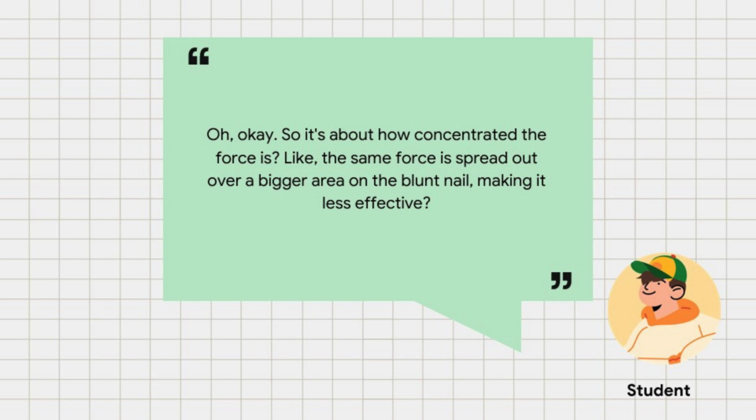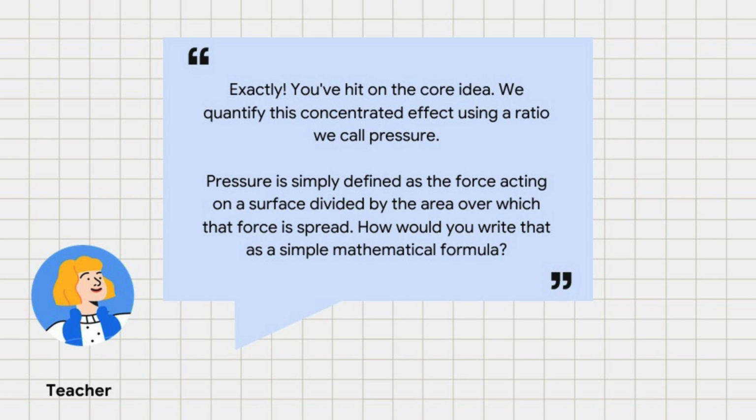Oh, okay. So it's about how concentrated the force is? Like, the same force is spread out over a bigger area on the blunt nail, making it less effective? Exactly. You've hit on the core idea. We quantify this concentrated effect using a ratio we call pressure.